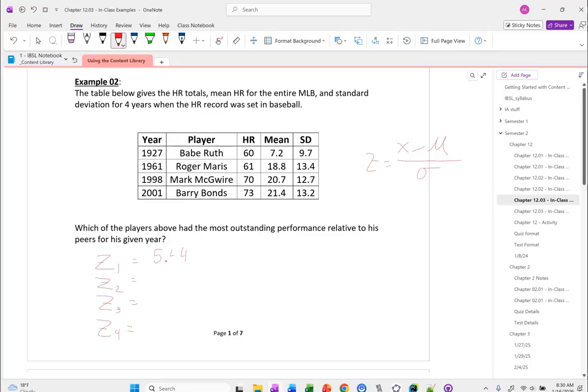And the next one's 3.16. And then 3.87. 3.91. Excellent. So which one of these was the most outstanding performance? The biggest one. Okay, good. Because that's almost 5.5 standard deviations above the average. That is a monster outlier.